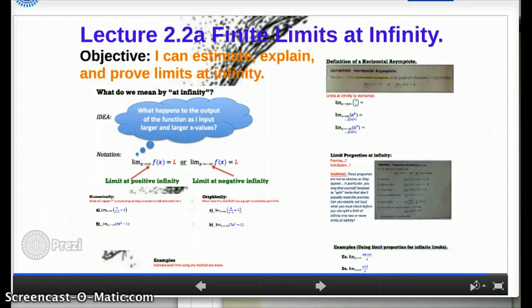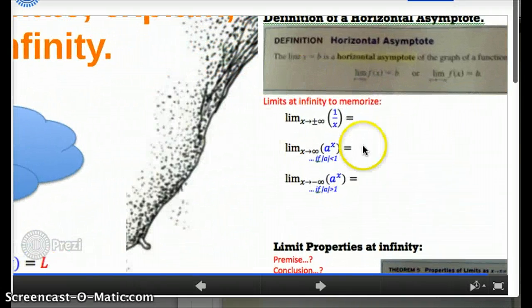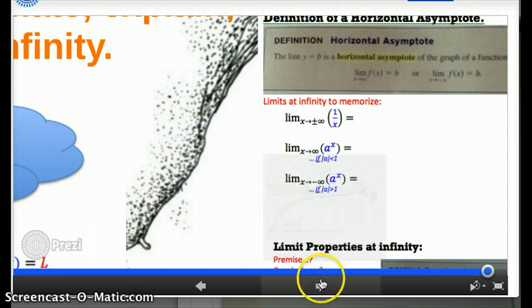Cool, so this is the second half of lecture 2.2. If you remember, we were just now talking about these limits right here, and they're limits that you should probably have memorized. If you haven't already watched the first half, stop and go back to the first video. When you come back, this is a pretty short video. I'm just going to do some examples.